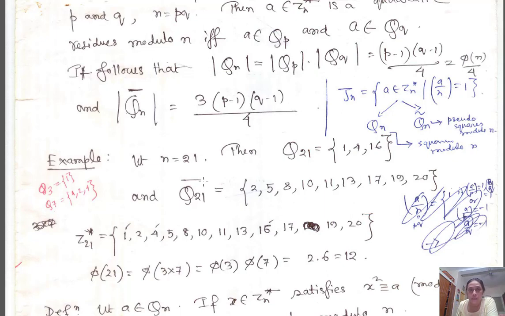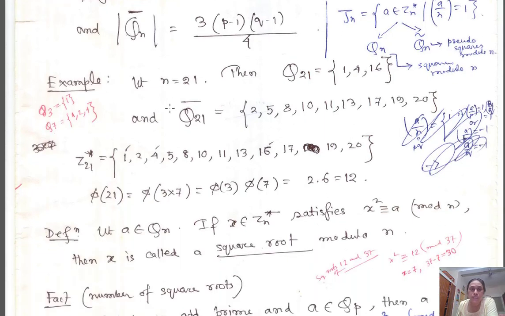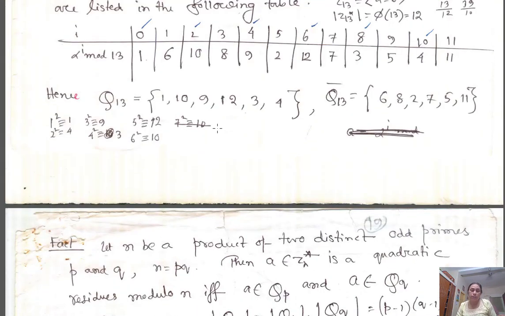Okay. So, for example, suppose n equal to 21. How many quadratic residues modulo 21? 21 is essentially 3 into 7. So you find the quadratic residues modulo 3 and modulo 7. Without knowing the generator also you can find them. Let us take modulus 13. We know 13 is prime.